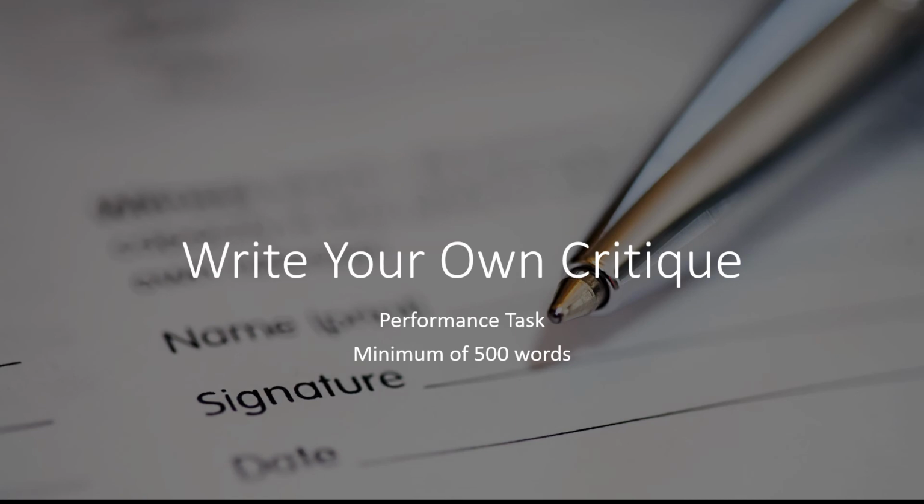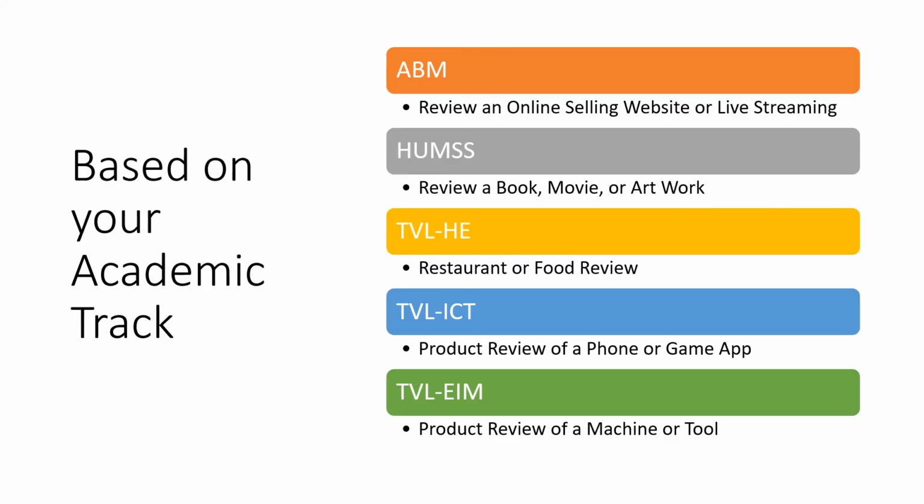Now that you can evaluate the flow of a certain review, it is now time for you to write your own. This is your performance task for the week and should have a minimum of 500 words. During the first activity, you were asked to evaluate a phone. This time, your critique will be based on your academic track.